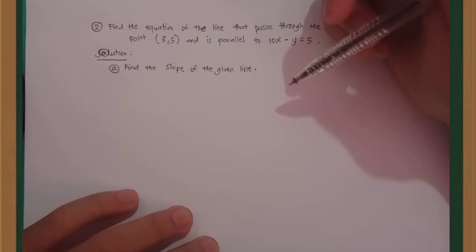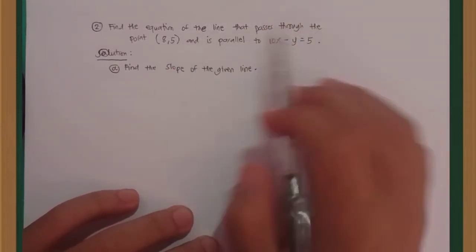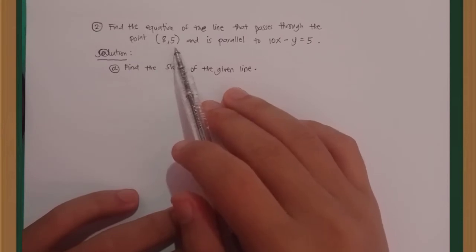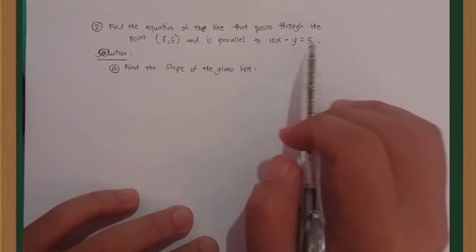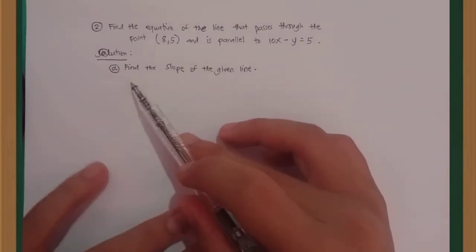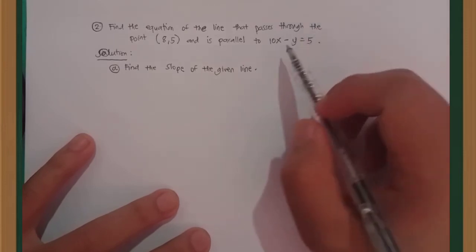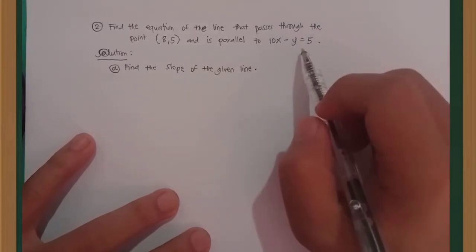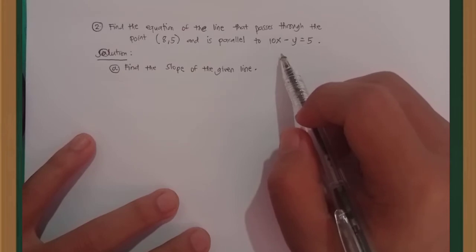Okay, so let's have the second example. Find the equation of the line that passes through the point 8, 5 and is parallel to 10x minus y equals 5. Okay, so the solution, first we need to find the slope of the given line. So to find the slope, transform this one or convert this one into its slope-intercept form.